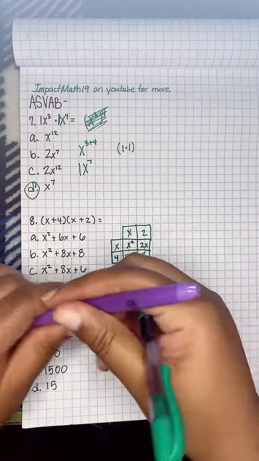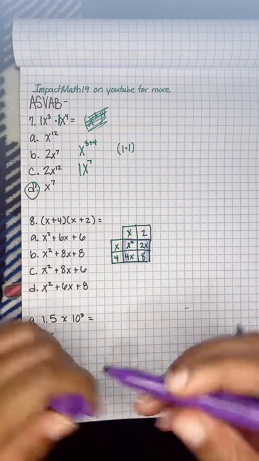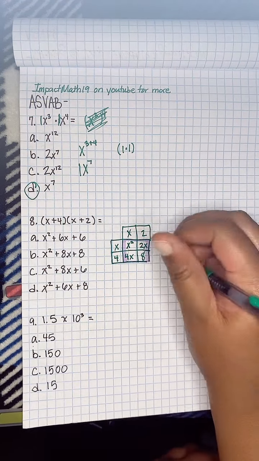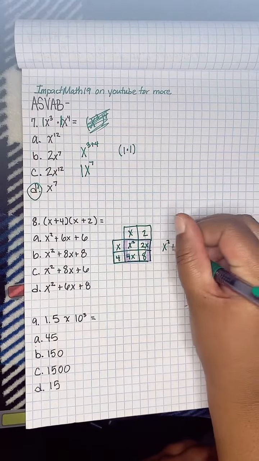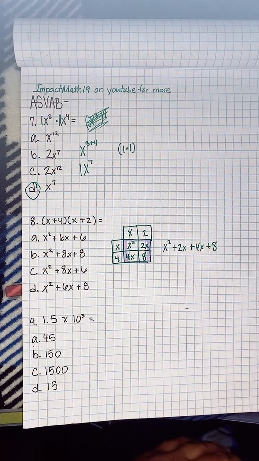So now we're going to take these inner ones. Thank you, Chris, for the rose. So we're going to squish this together. So we're going to do x squared plus 2x plus 4x plus 8.